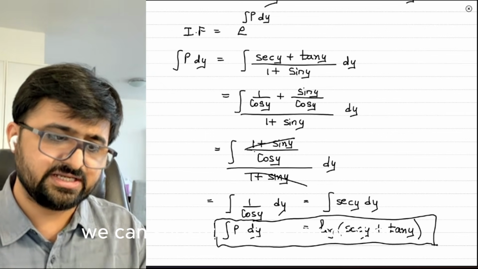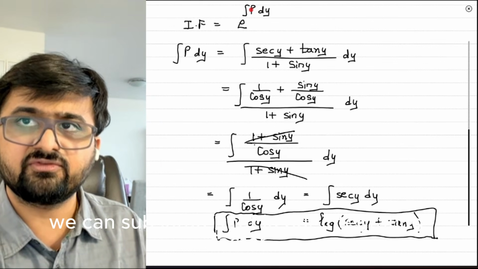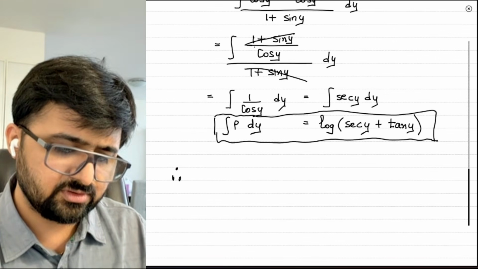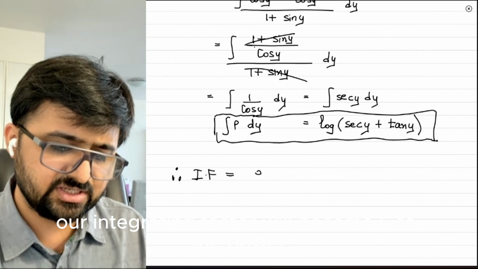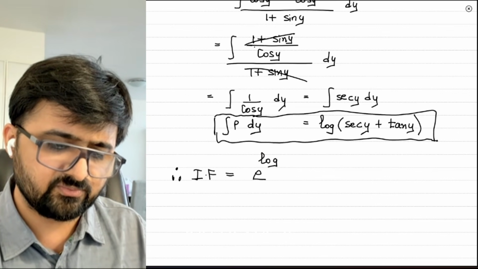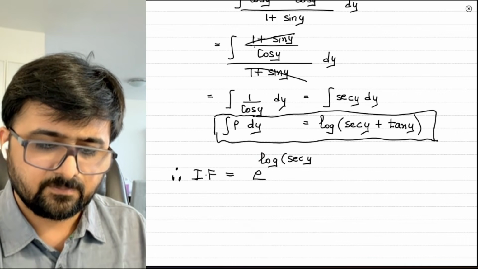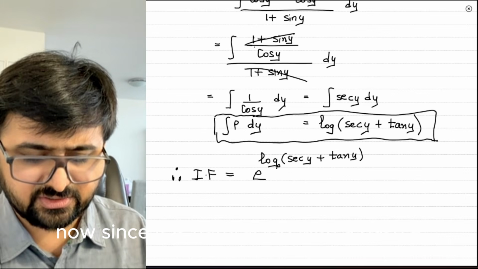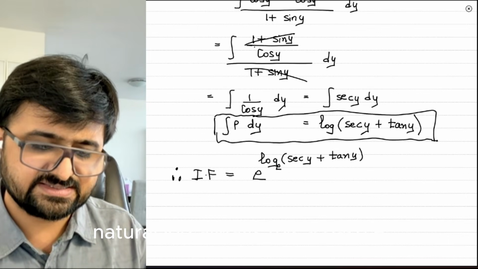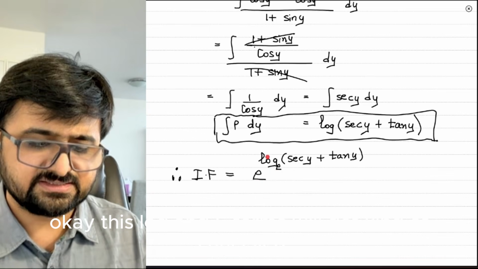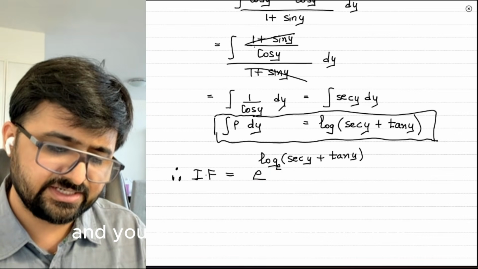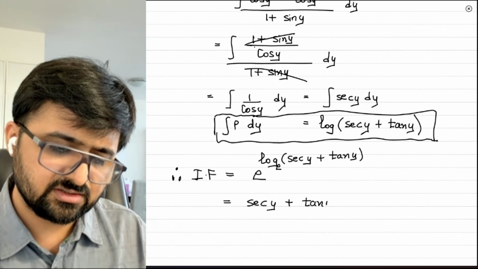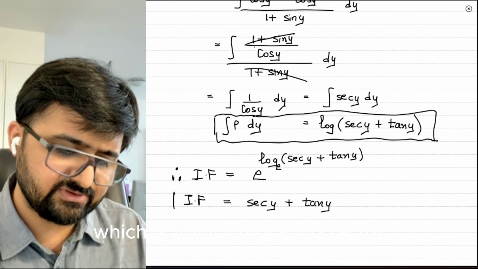Now we can substitute that integration in our integrating factor. So our integrating factor will become e to the power log of sec y plus tan y. Since it is natural log with base e, we can use the property of the log. The log and e terms will cancel, and you are left with sec y plus tan y, which is your integrating factor.